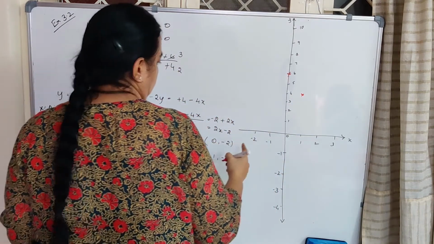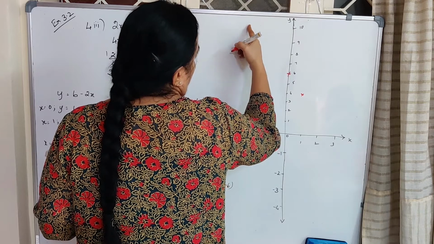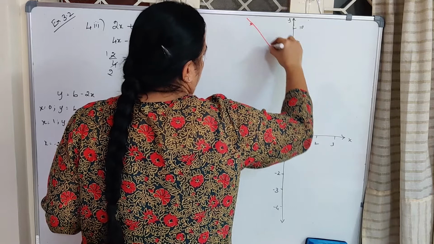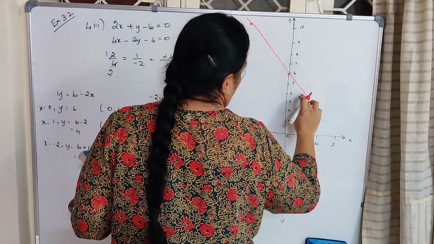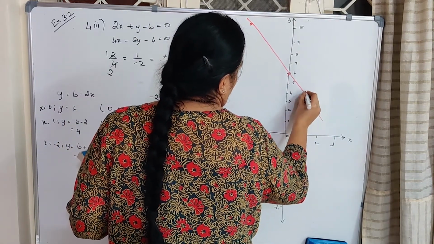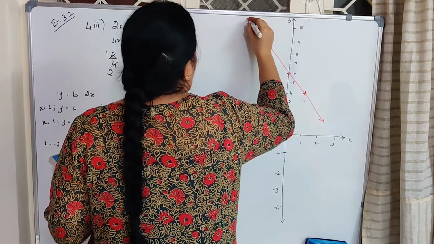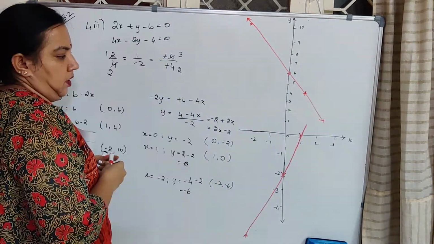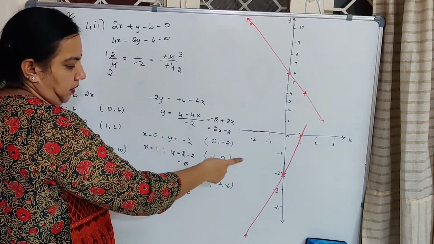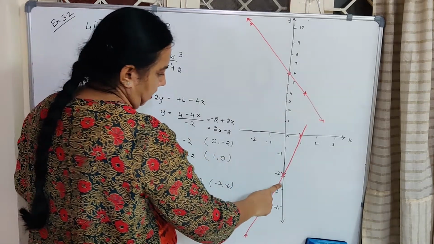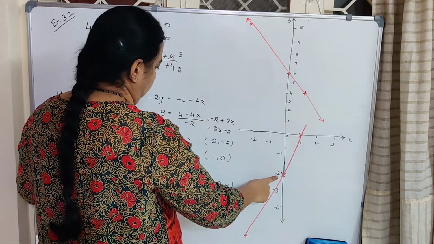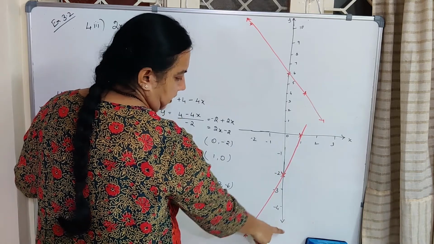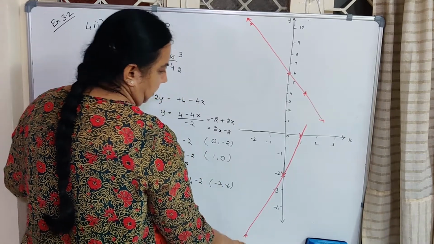Third point, minus 2 and 10. Minus 2 and 10 is somewhere here. Okay, so the line is somewhere like this. This is the line for the first equation. The second line: I have marked all the 3 points. 0 minus 2, 1 0, and minus 2 and minus 6. This I have extended, so minus 6 here.